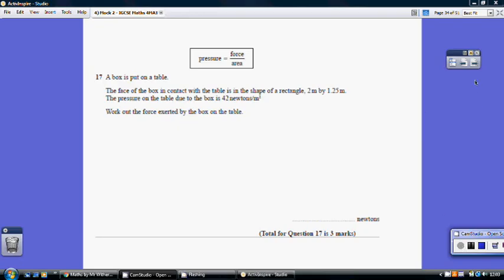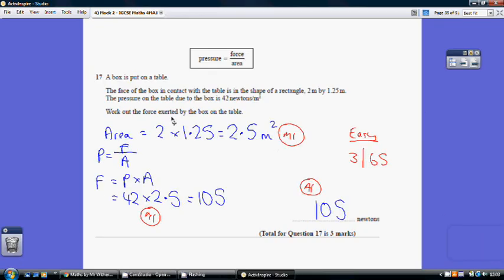Question 17. We're being asked to work out the force exerted by the box on the table. So pressure equals force over area. So what does force equal? Well, if we multiply both sides by A, we get force equaling pressure times area.